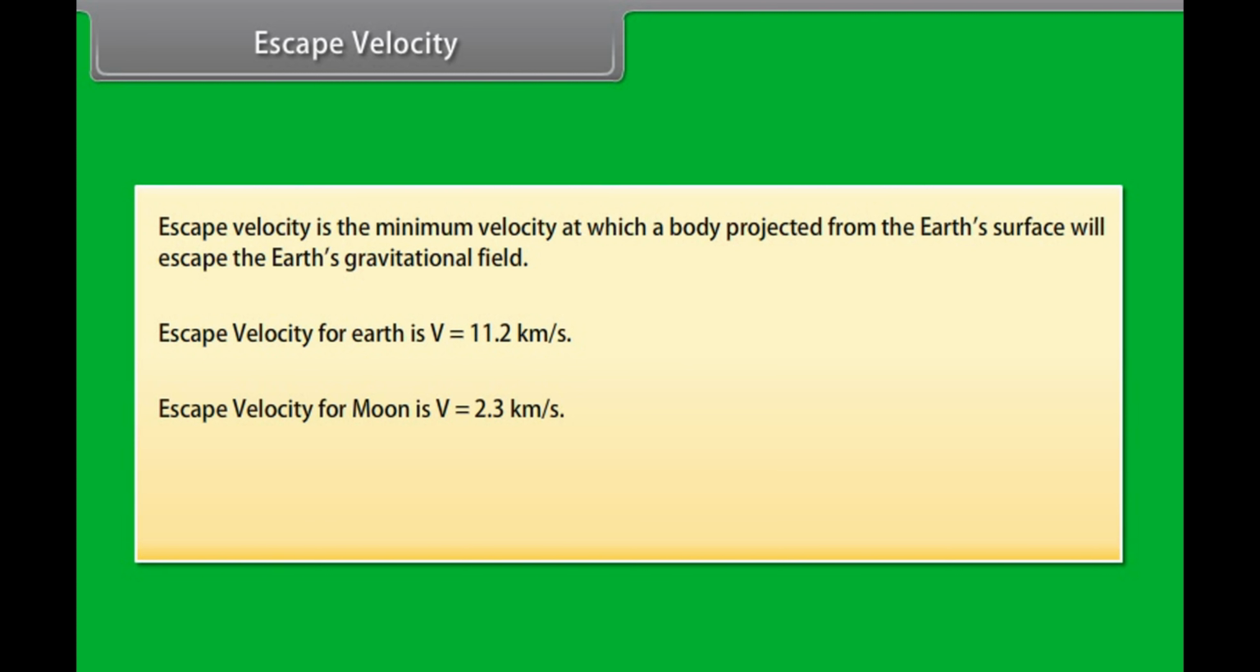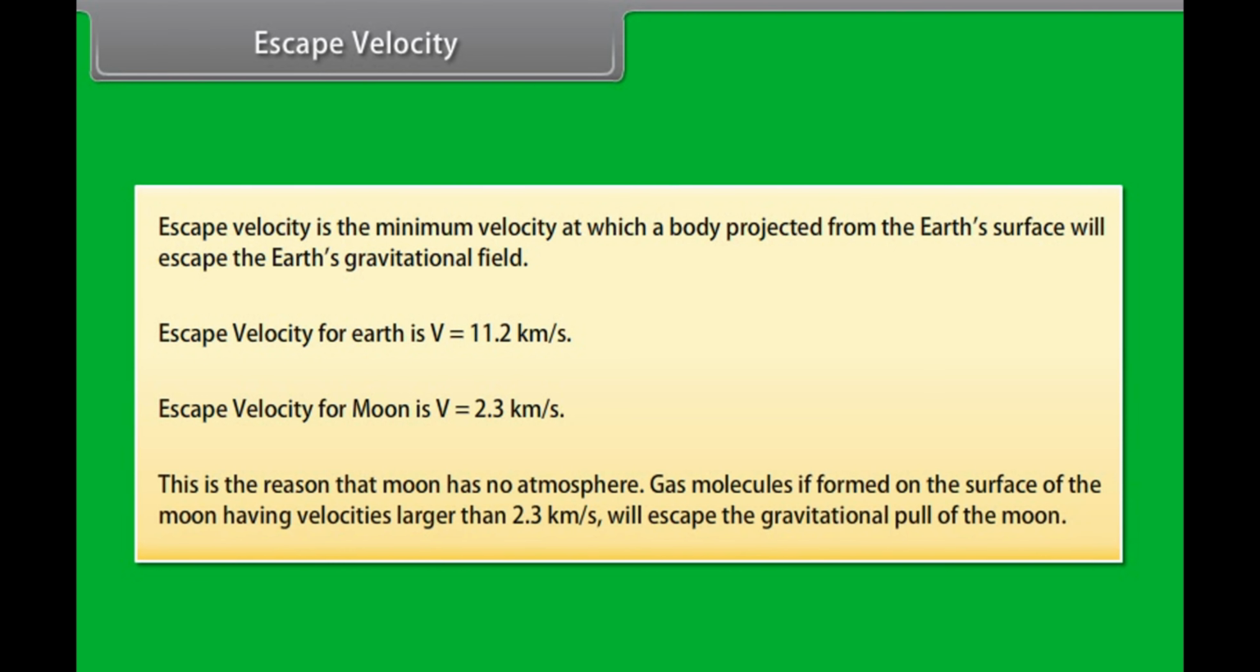Escape velocity for the Moon is v = 2.3 km per second. This is the reason that the Moon has no atmosphere. Gas molecules, if formed on the surface of the Moon having velocities larger than 2.3 km per second, will escape the gravitational pull of the Moon.